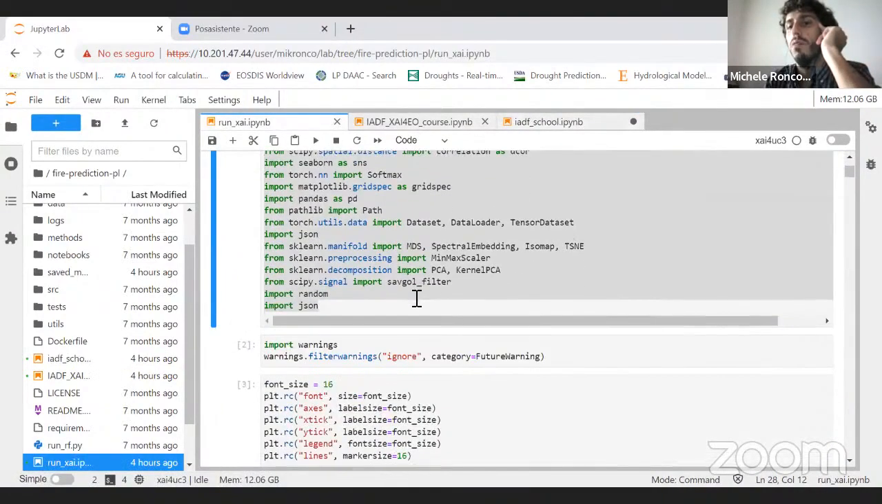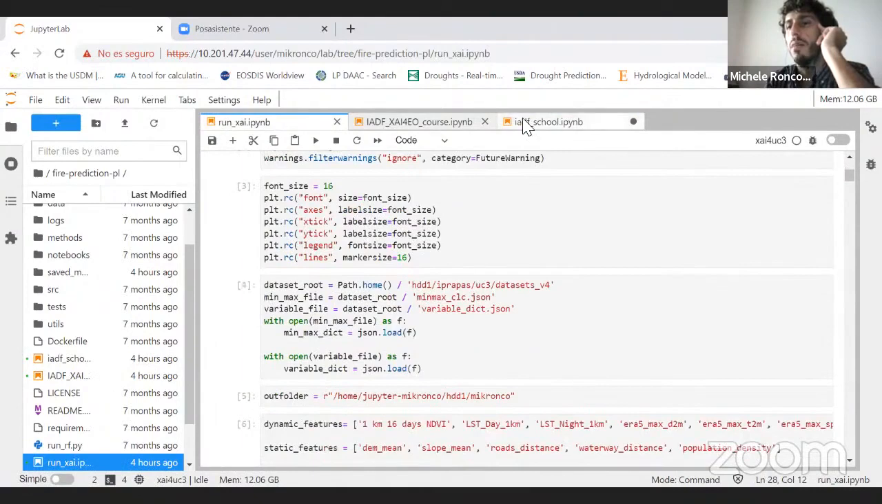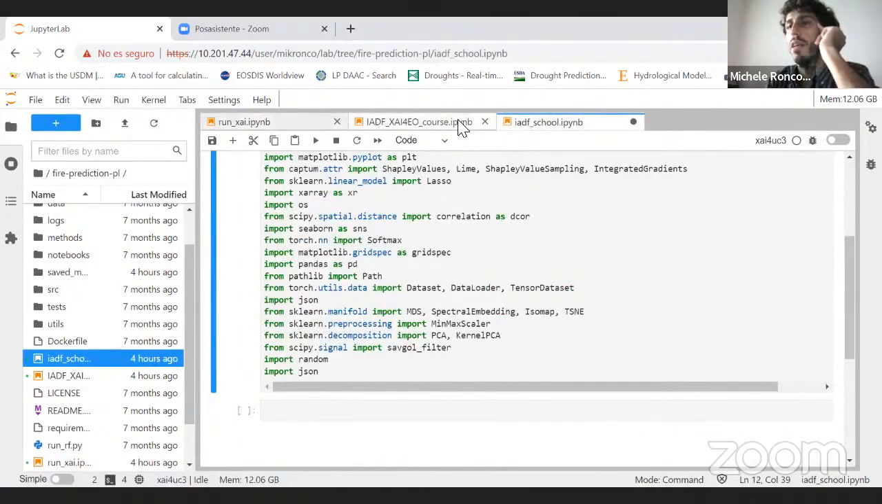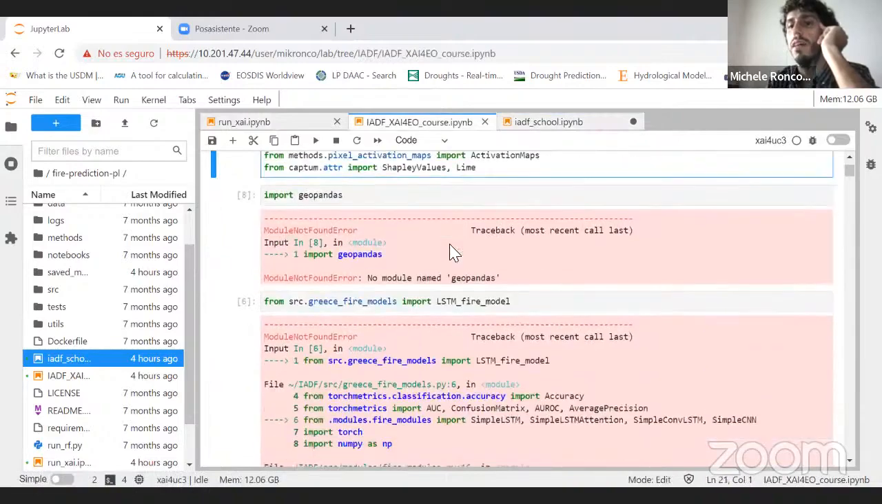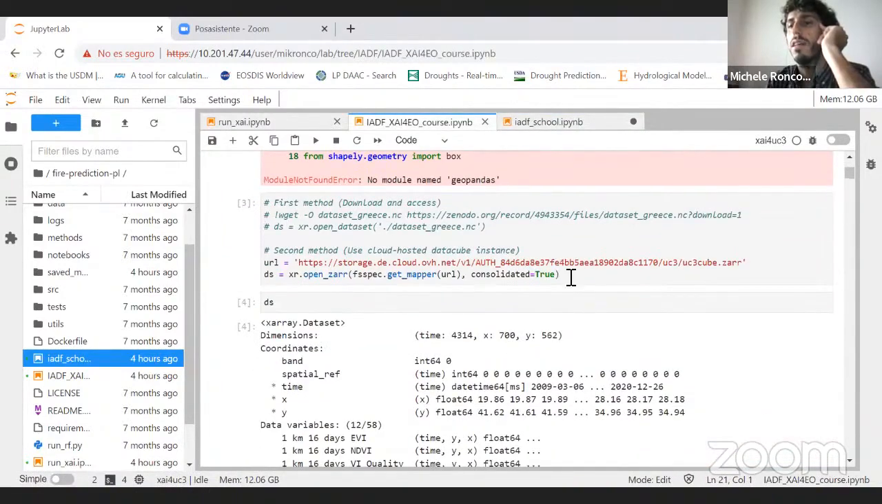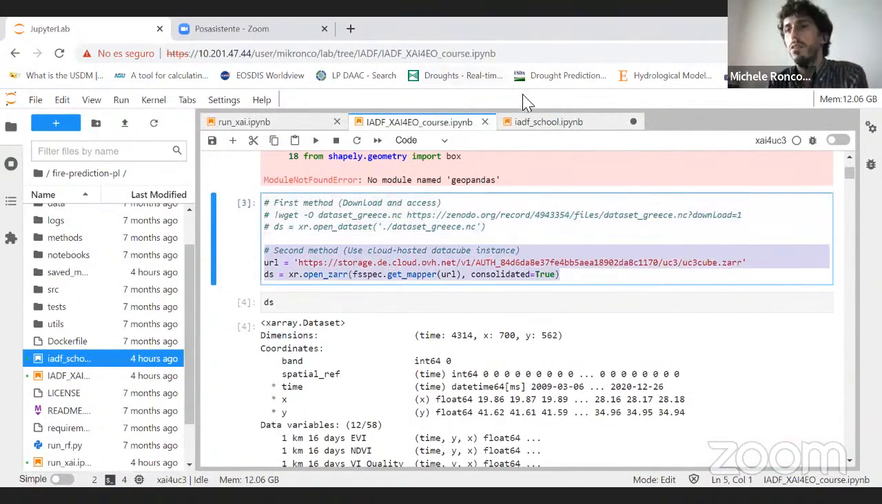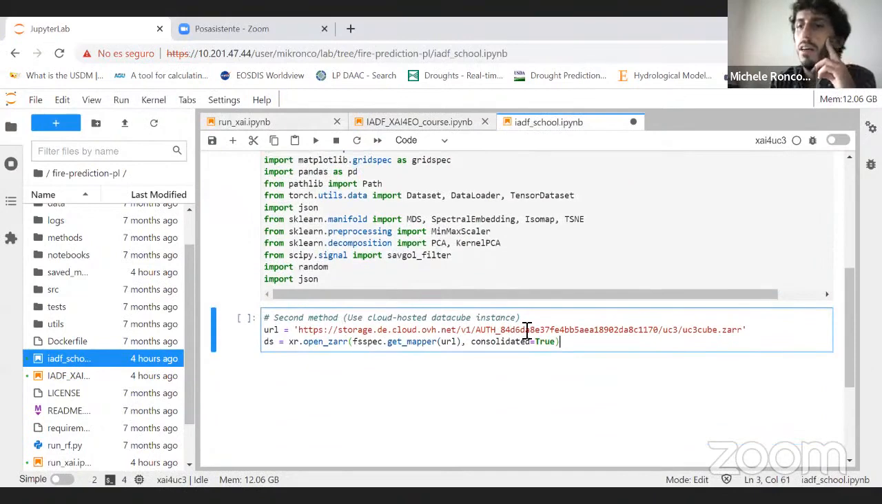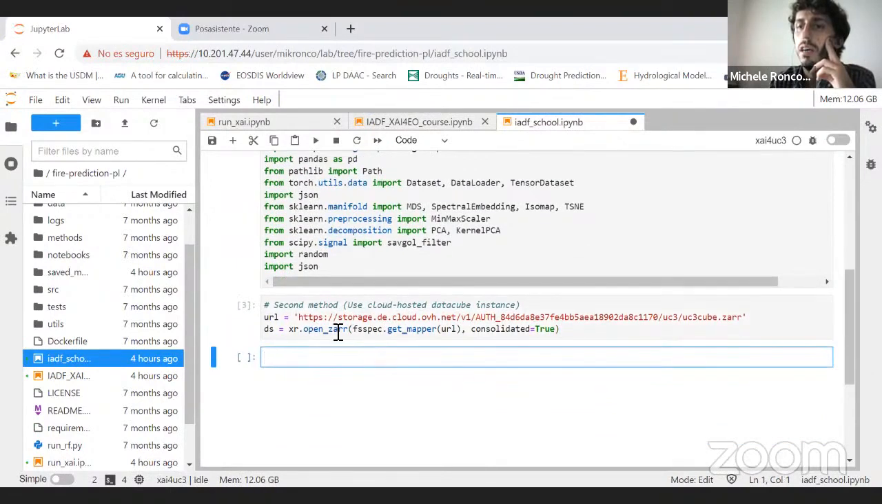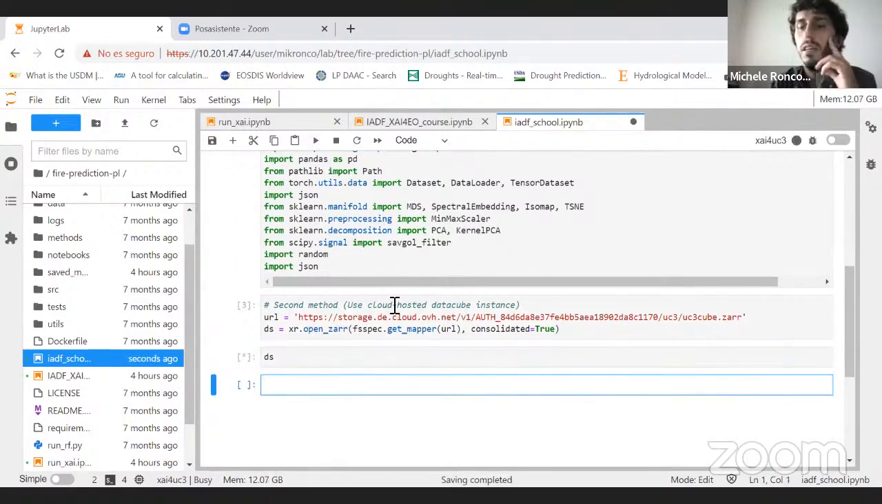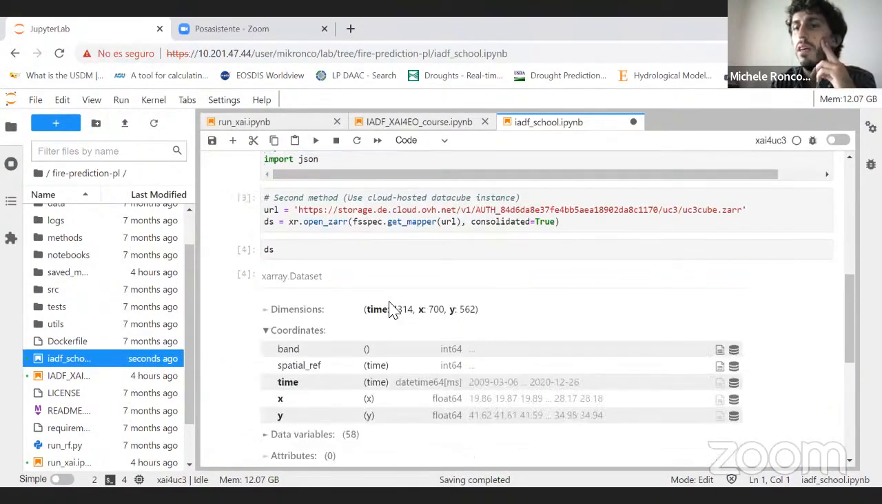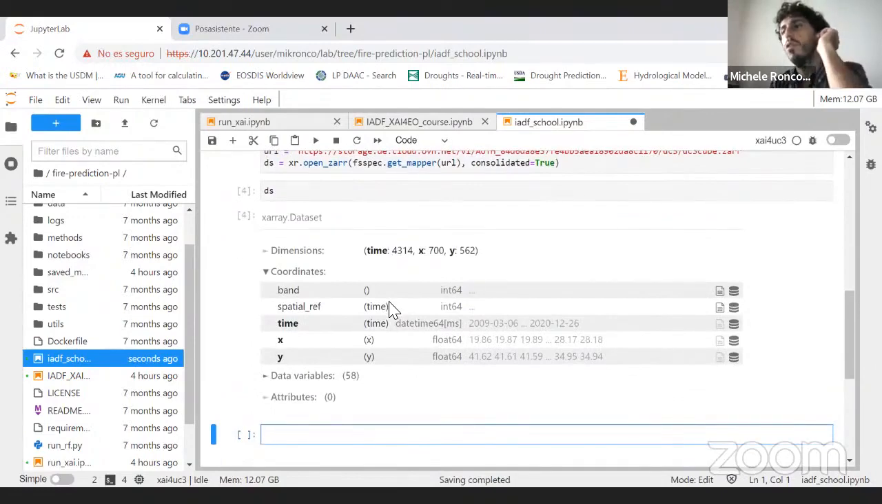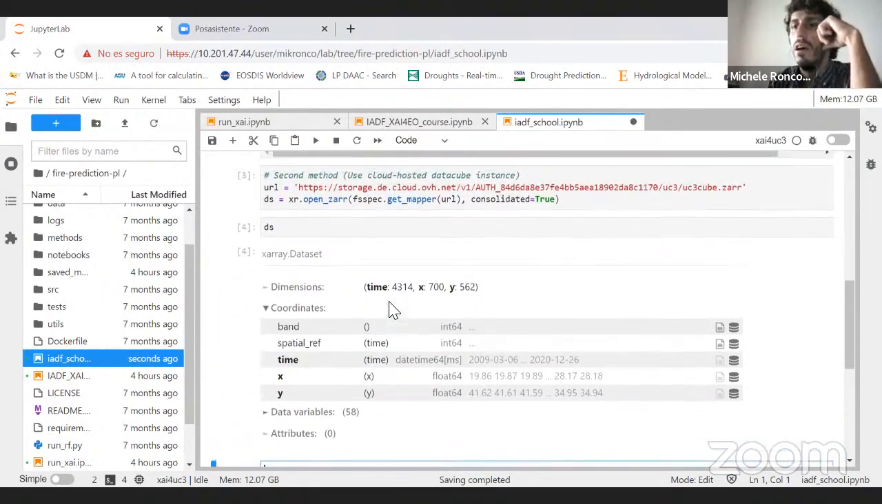So first of all, what we need to do is to load some trained models. But before doing that, let's first load the data and see what the data is. In this case, the data are available on a cloud, and they can be easily loaded in this way as a data cube. DS is our data that contains all the training set data over which the models have been trained.